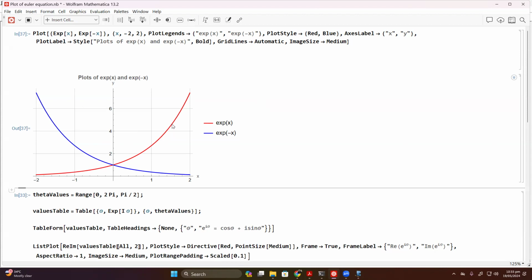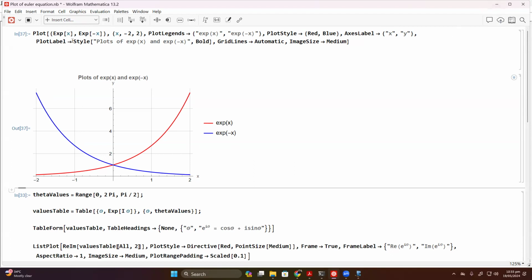This one is the graph of e to the x, and this one is the graph of e to the minus x. This one is exponential growth, this one is exponential decay, and you may already be familiar with this, for example, the charging of a capacitor, or the current in an RLC circuit, and so on. Similarly, the decay of certain nuclei, and so on. They are modeled by this exponential curve.